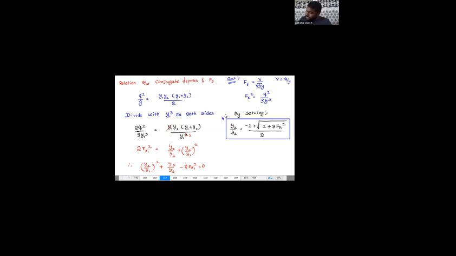So, sir, you may ask me, why have you divided with y1 cube? Can I divide with y2 cube? Yes, you can do that. And whatever this y2 by y1, we call this thing the sequent depth ratio. It is known as the sequent depth ratio. So, what is y2 by y1? Sequent depth ratio. y2 by y1 is equal to minus 1 plus root of 1 plus 8 Fr1 square by 2. Okay.